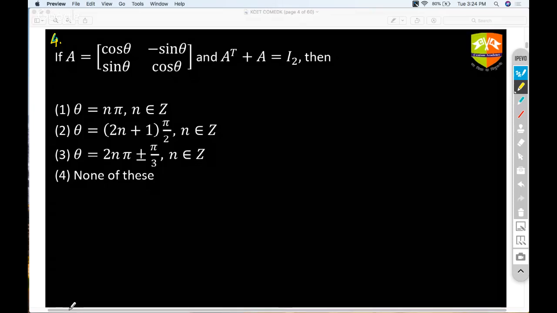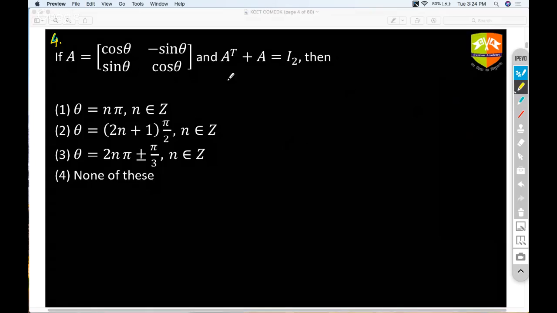Okay, Vaishnavi says third. Ritvik also says third. One more response I need. Awesome. So let's discuss this.